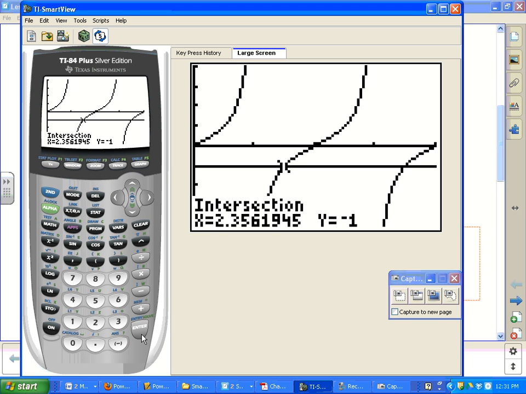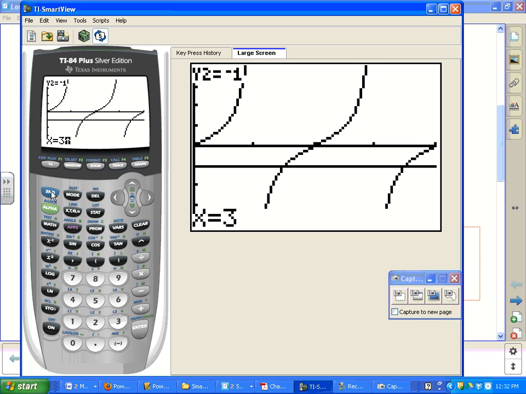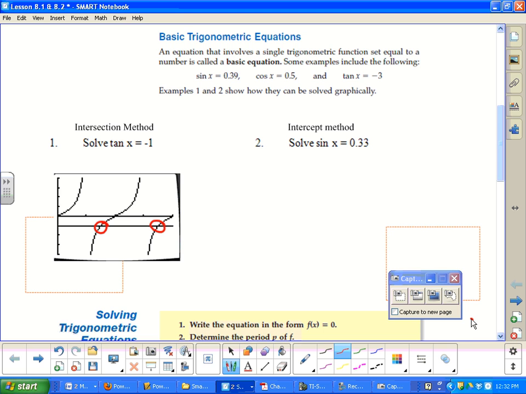What is this the same as? 3 pi over 4. Okay? It's the same as 3 pi divided by 4. So in this case, my answer will be 3 pi over 4, plus pi n, x equals, where n is an integer.